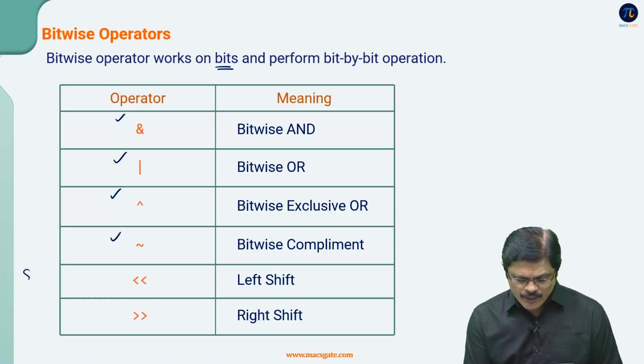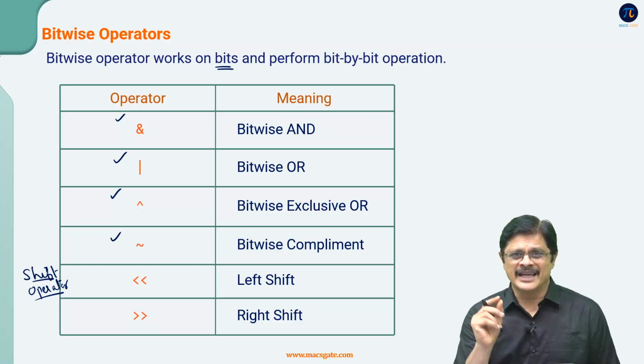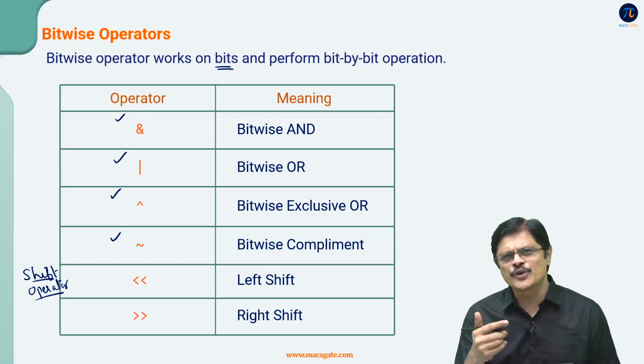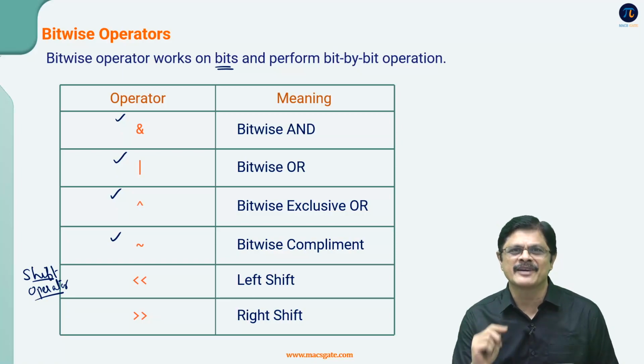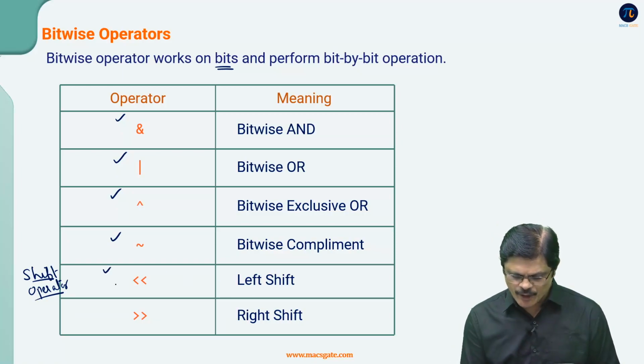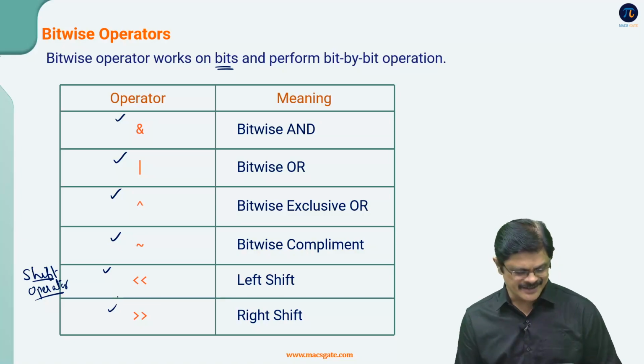The last two are called shift operators, and they perform on a single operand. Here also the operation is performed on the bits, so we can call them special cases of bitwise operators. So, we have the left shift operator and the right shift operator.